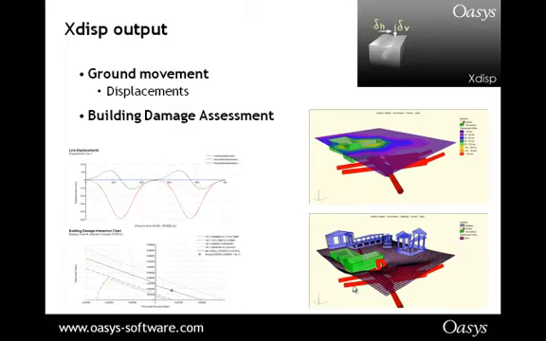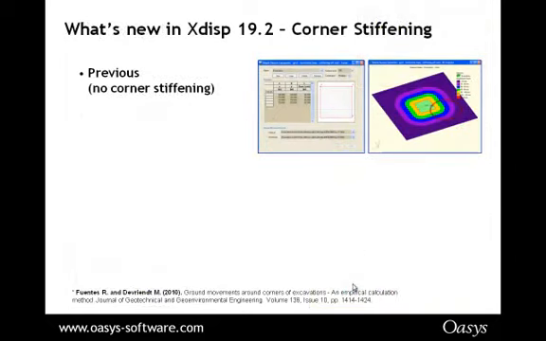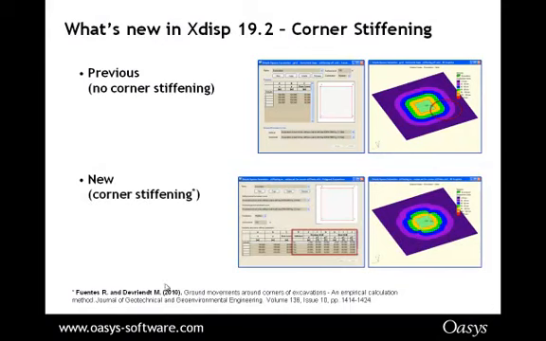XDisp has also been recently developed due to extensive use on urban tunneling projects. For example, initially we had no corner stiffening. Where you've got this red circle here, at the top, there's no corner stiffening shown. So if you have any kind of utility or building near there, it might overestimate the displacements you would have at the surface. But now, from a paper produced by Fuentes and Devriendt, we've got corner stiffening incorporated, which produces more accurate results, and will give you something less conservative and hopefully more helpful.